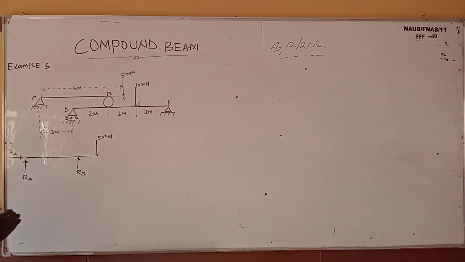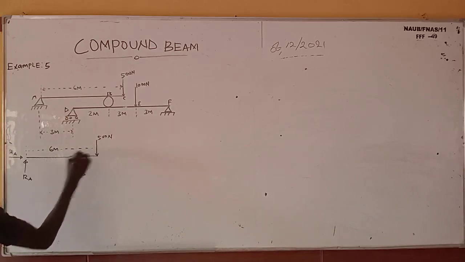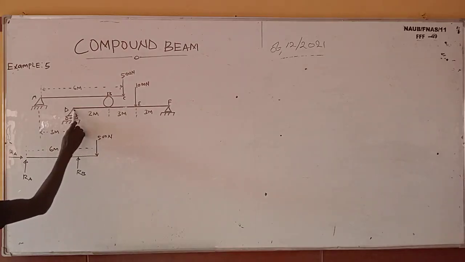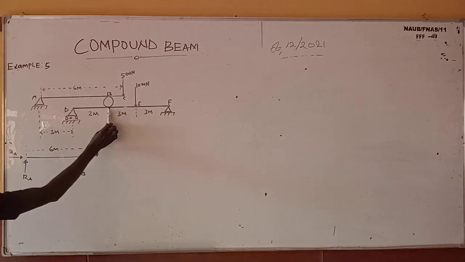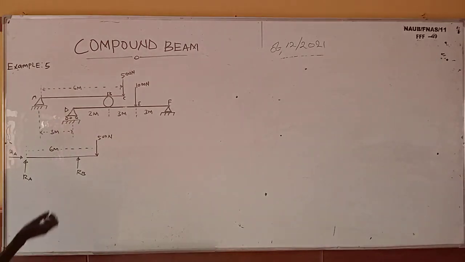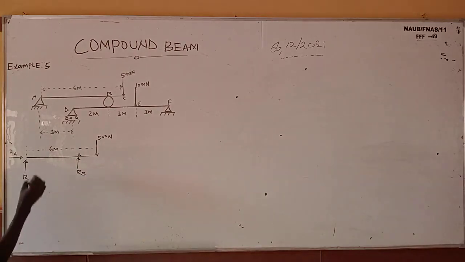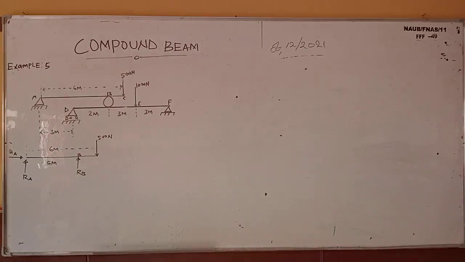let me take this to be upward. So don't forget that this place is 6 meters, while from here to here is 2, from here to here is 3. So the distance from B to A is nothing but 5. So it means that this place is going to be 5 meters. Please take note of that.